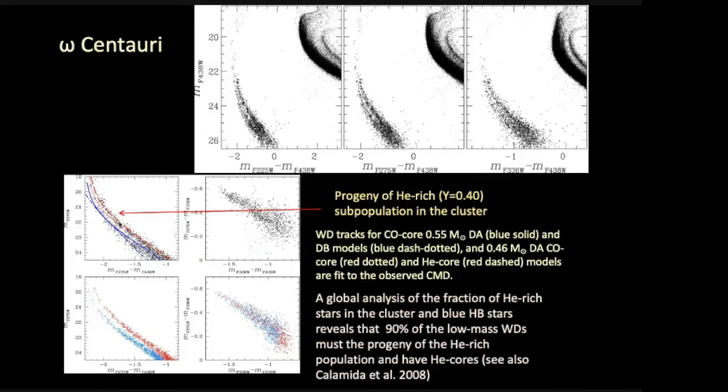If you go down in mass, instead of making a blue horizontal branch or extreme horizontal branch star, you will make a massive helium core white dwarf. And that's what we think happened. This would square with what Calamida et al. found in 2008, that they expected a large fraction of helium core white dwarfs in the cluster from their analysis. So this is very interesting. This split wasn't found previously, and that's a very interesting result. And there is a link, essentially, with the multiple population phenomenon in globular clusters.